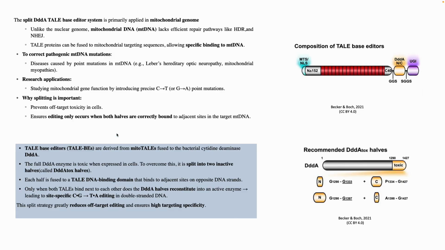So I'll just explain like this only so that you can also understand. So this TALE base editor, they are derived from mitoTALEs. They are fused to bacterial cytidine deaminase. So why are they fused with bacterial cytidine deaminase? Because this bacterial cytidine deaminase can introduce mutation, so they can convert the CG to TA.